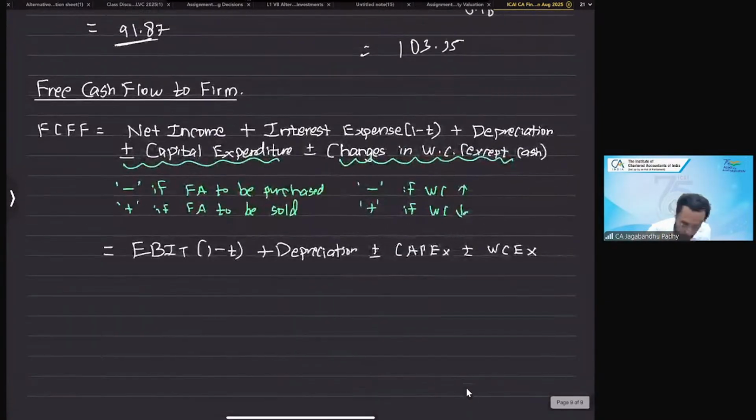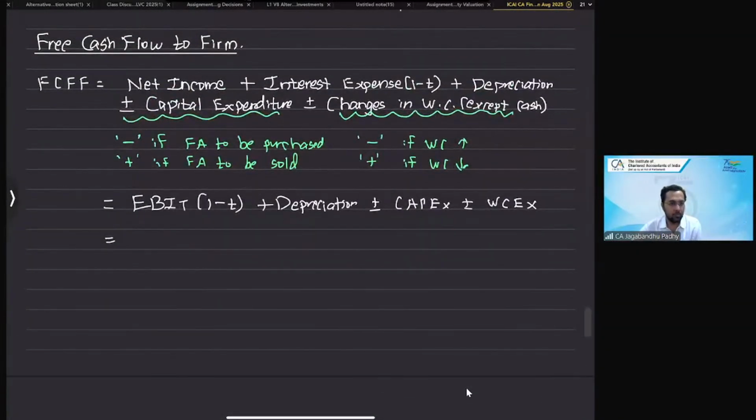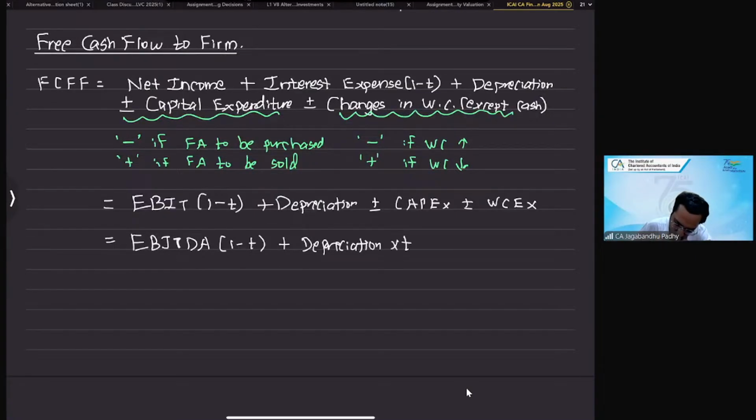right? Or you can also calculate FCFF by simply taking earnings before interest, tax, depreciation and amortization, which is EBITDA. Make it 1 minus T, right? Add the tax saving due to depreciation, and then the CAPEX and WORKEX adjustment remains the same. So either you start with net income, add net of tax interest expense, or you take EBIT into 1 minus T, add back the depreciation, or you take EBITDA and consider the tax saving on depreciation separately.